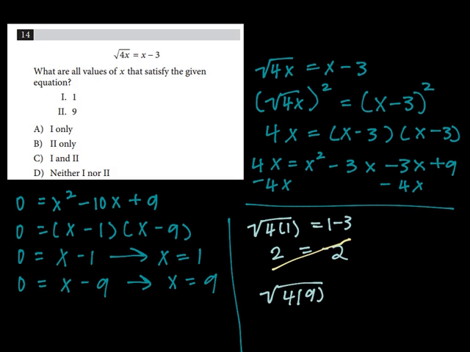So square root of 4 times 9 equals 9 minus 3, and that would be square root of 36, which is 6, equals 9 minus 3, which is 6. So this is in fact correct. Therefore, x equals 9 is the only possible value that satisfies this equation. And that's number 2, so number 2 only is option B, so that will be our answer.